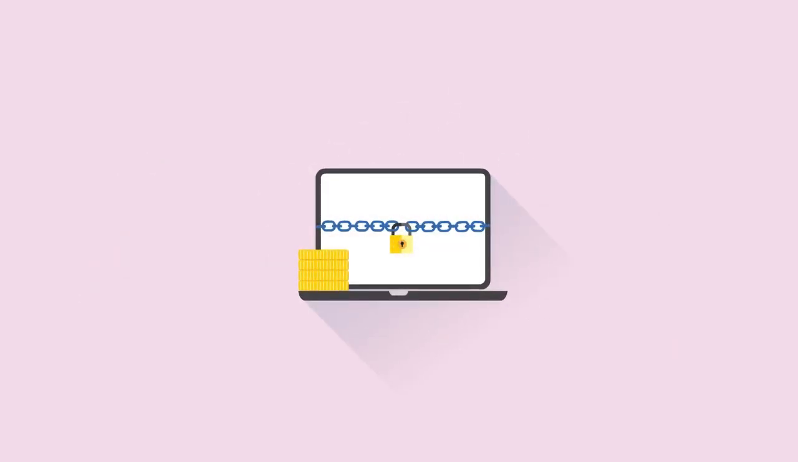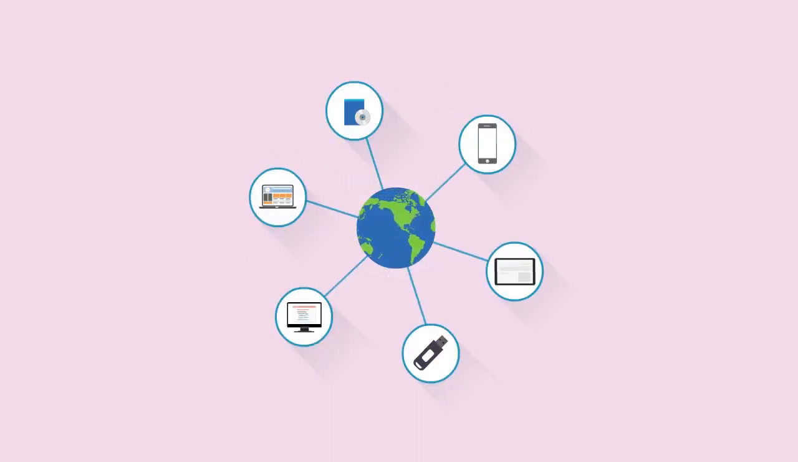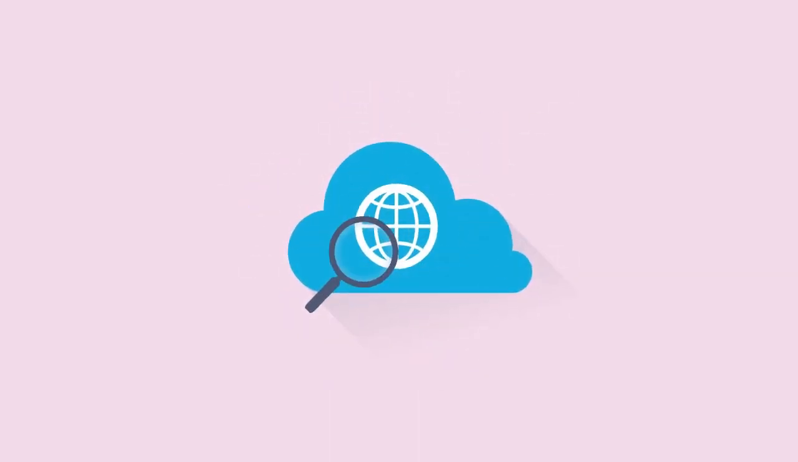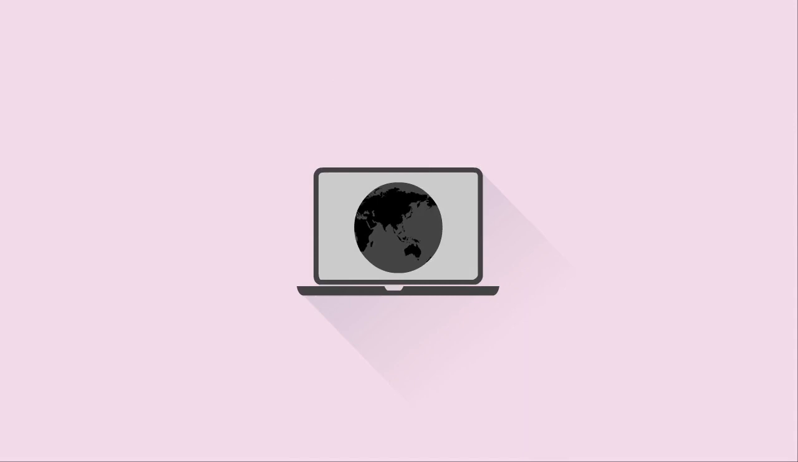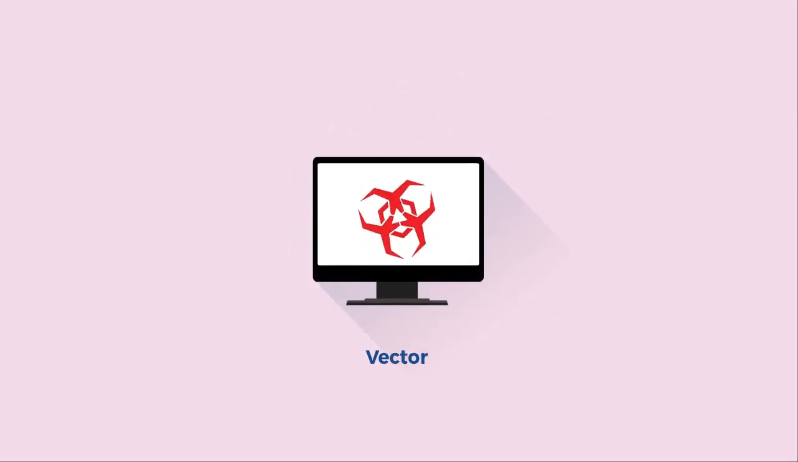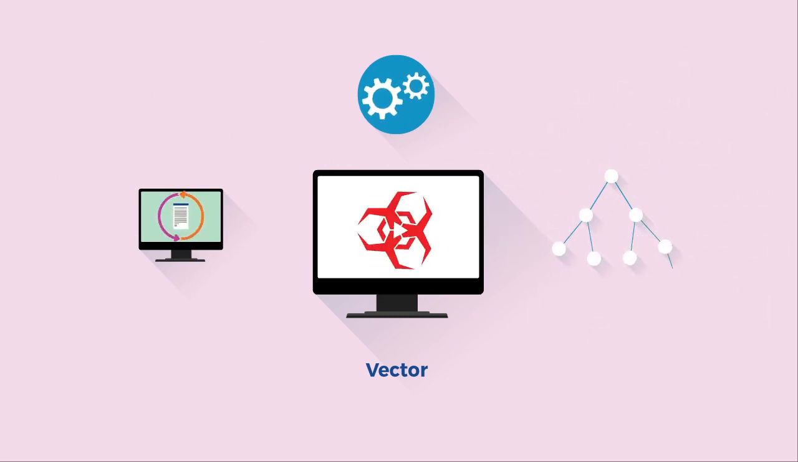A new trend, a dangerous trend, is RAAS. You probably heard of software as a service or infrastructure as a service, platform as a service. Well, here's ransomware as a service on the darknet behind Tor browsers. A vector is a way to deliver a malware payload. It's the delivery system, it's the mechanism, it's the pattern. Think about how malaria is spread. The vector would be mosquitoes.